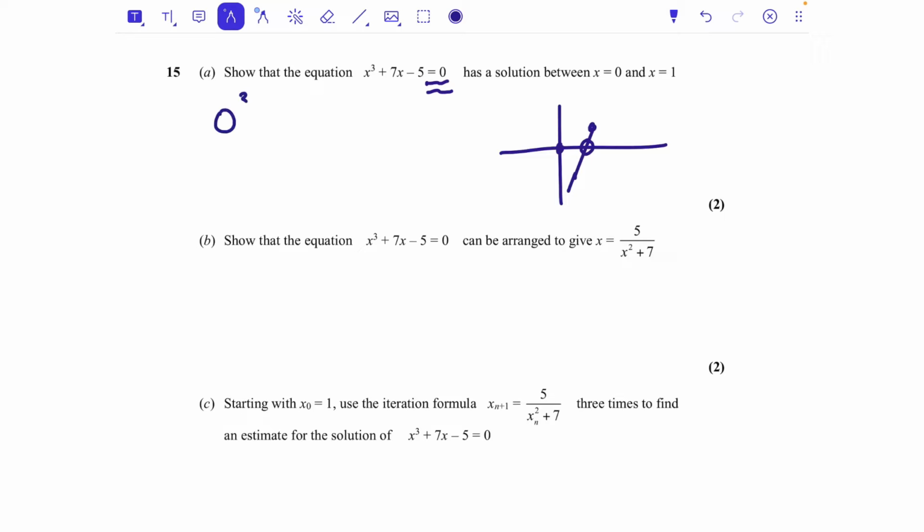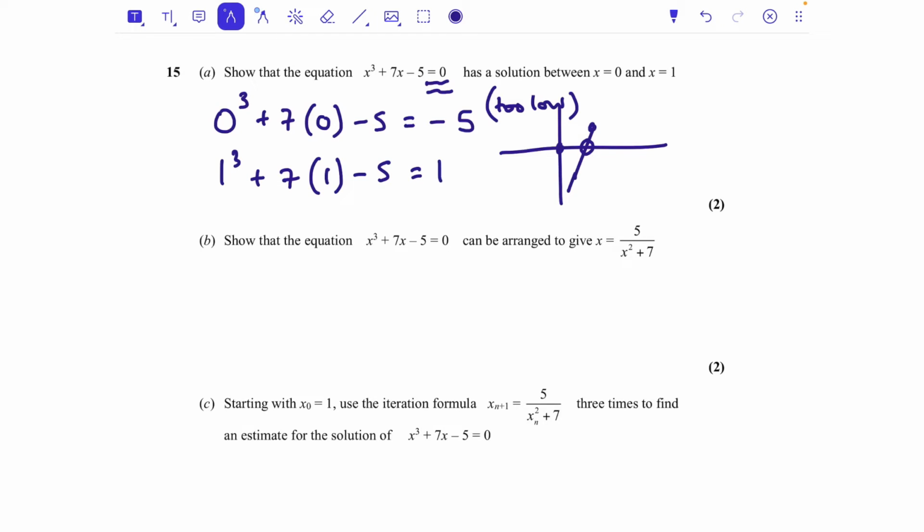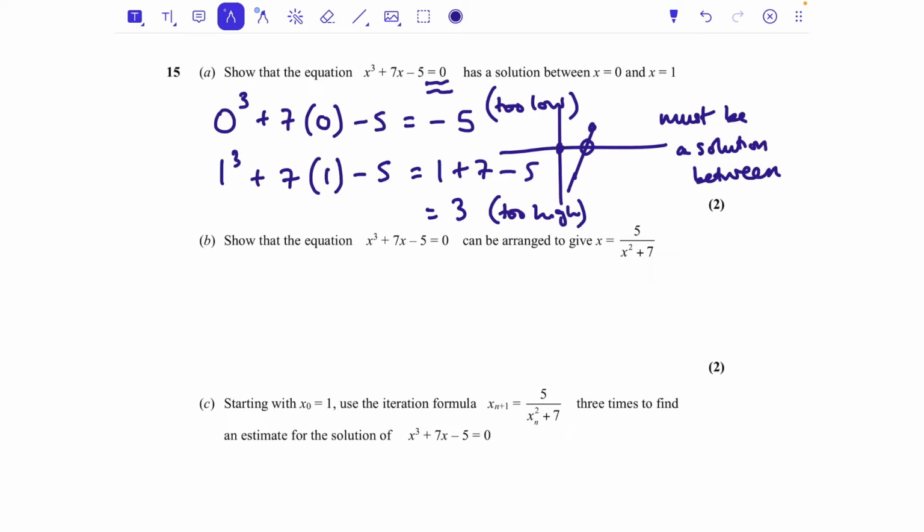So let's just check. 0 cubed, add 7 lots of 0, take away 5 is minus 5, which is too low. And then 1 cubed, add 7 lots of 1, take away 5 is 1, add 7, take away 5, which is 3, which is too high. So then we would just say must be a solution between. If it's negative when x is 0 and then it's positive when x is 1, it must have gone across the x-axis in between.